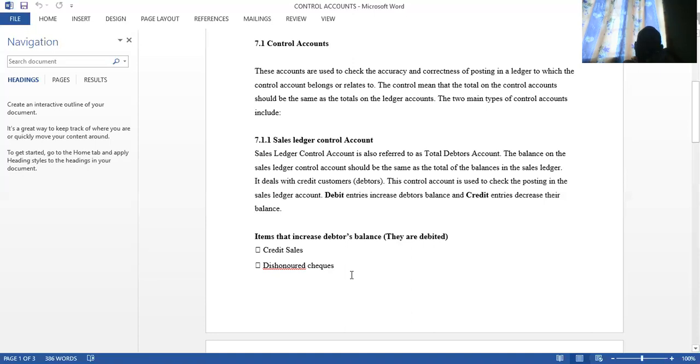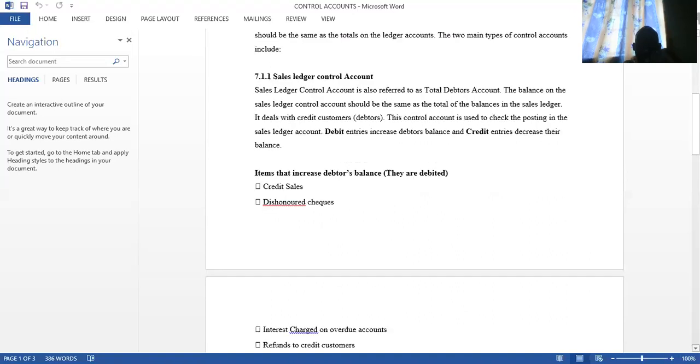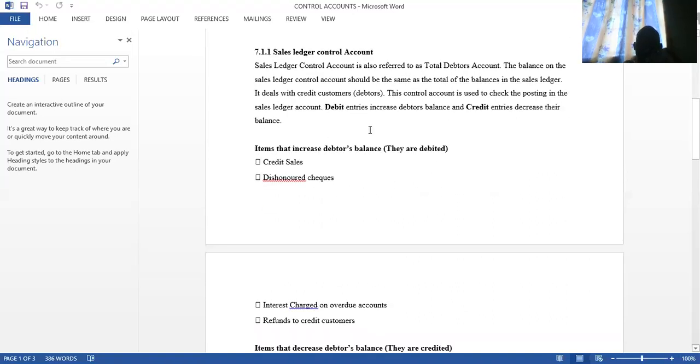In a ledger account, we normally have two sides: the debit side and the credit side. Similarly, the sales ledger control account is going to have a debit side and a credit side. You will find that on the debit side, we are going to record items which increase the debtors' balance. That is to say, anything that will increase the amount of money that we are supposed to receive from these debtors should be recorded on the debit side. And you'll find things like credit sales. If you sell goods on credit, it simply means that the amount of debtors is increasing.